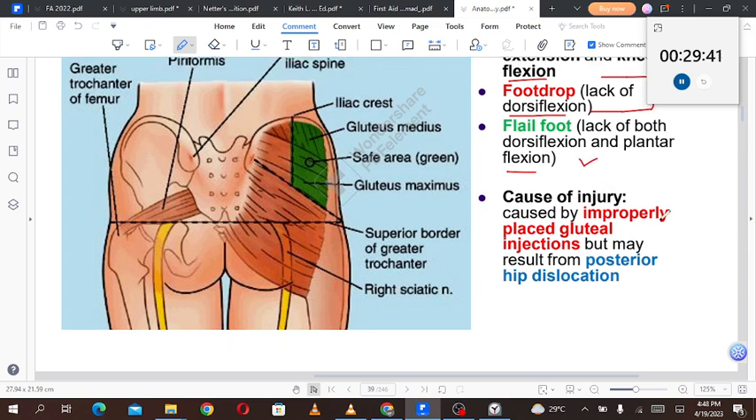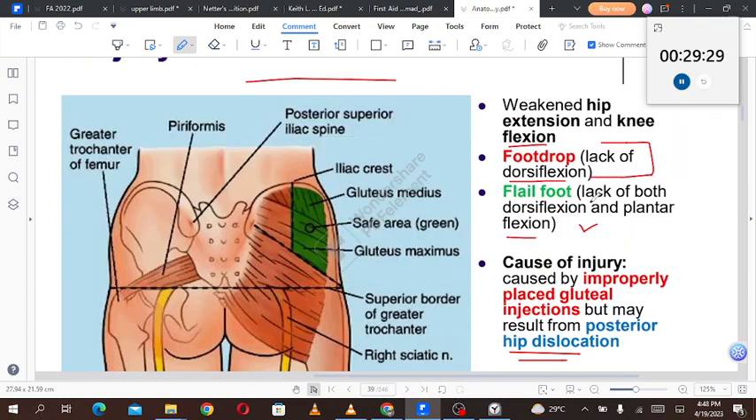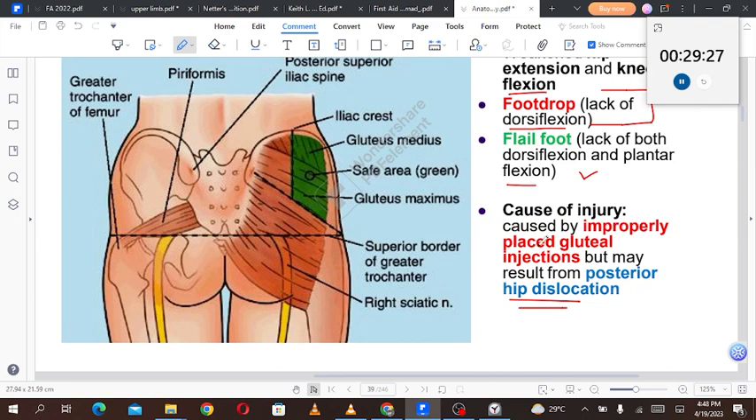Injury may be caused by an improperly placed gluteal injection, or may result from posterior hip dislocation. So posterior hip dislocation, as we have seen in this picture, can cause sciatic nerve damage, but the most common cause is improperly placed gluteal injection.